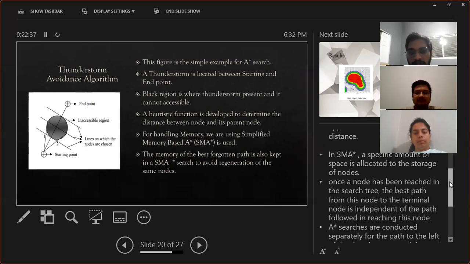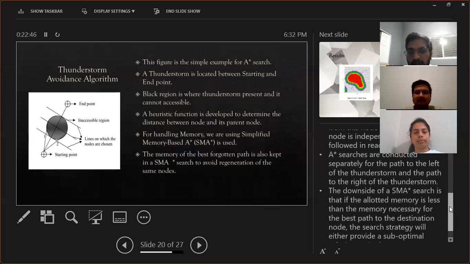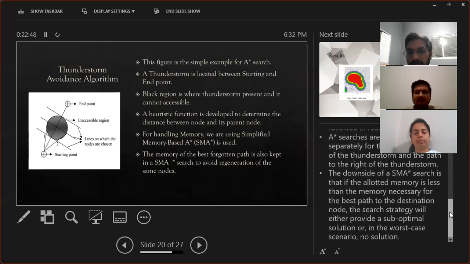Once a node has been reached in the search tree, the best path from this node to the terminal node is independent of the path followed in reaching this node. So A star searches are conducted separately for the path to the left of the thunderstorm and the path to the right of the thunderstorm, and it will give you the best path as output.